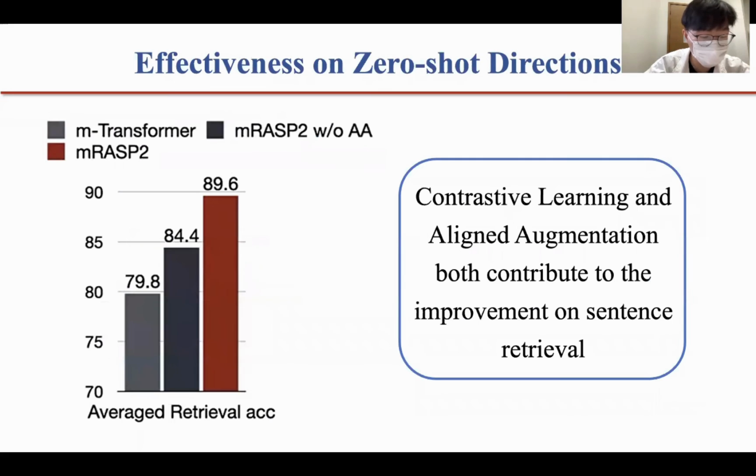And next, let's consider the second question, why mRASP2 works. Our answer is better semantic alignment. From the experimental data compared with the transformer, the addition of aligned augmentation and contrastive learning each increase the score by about 6 percentage points.